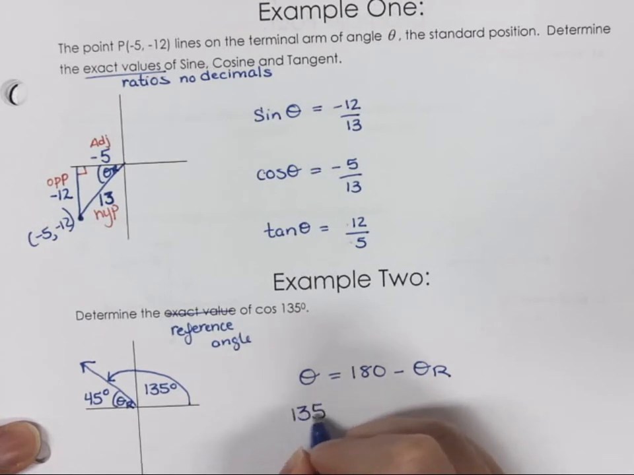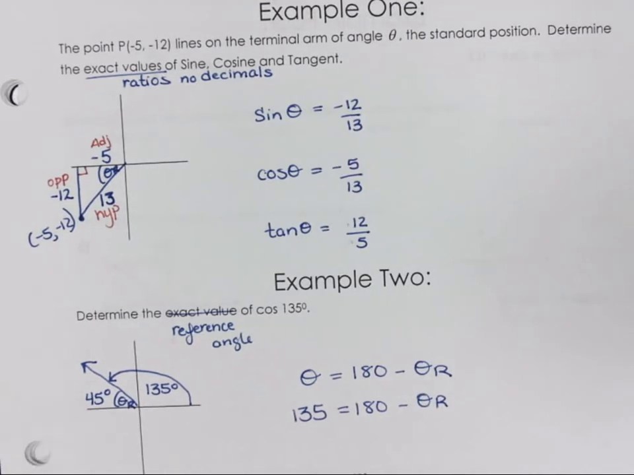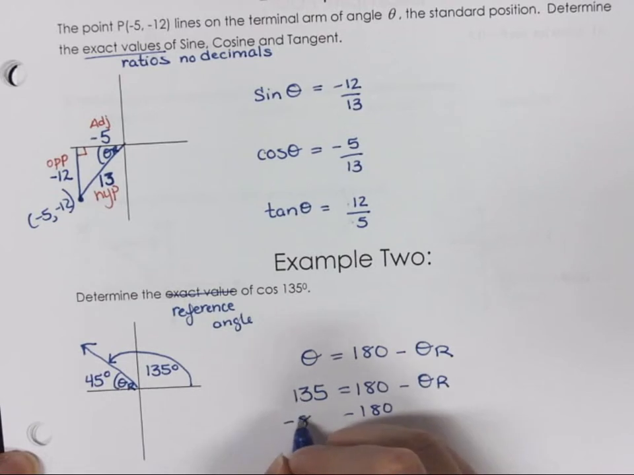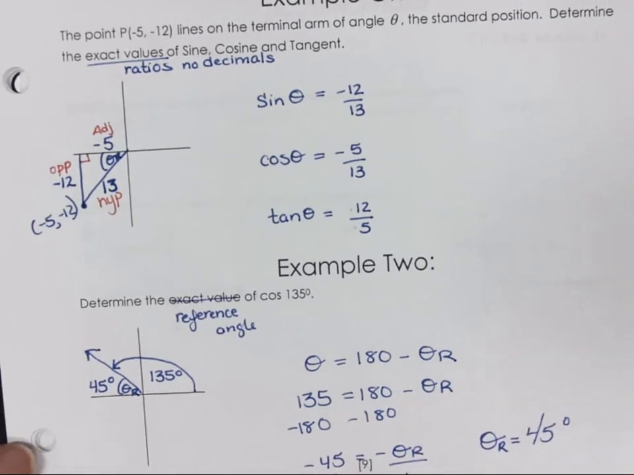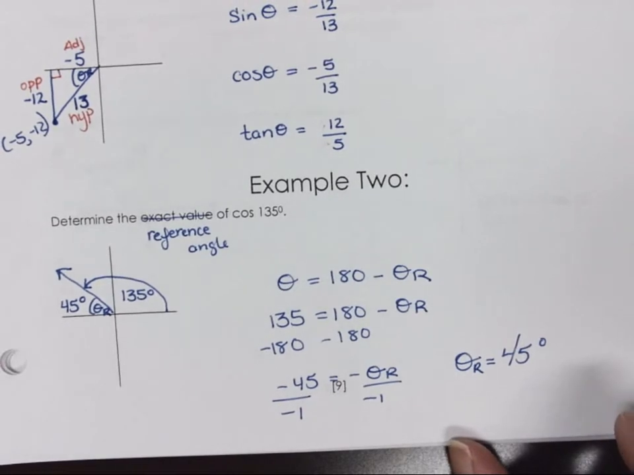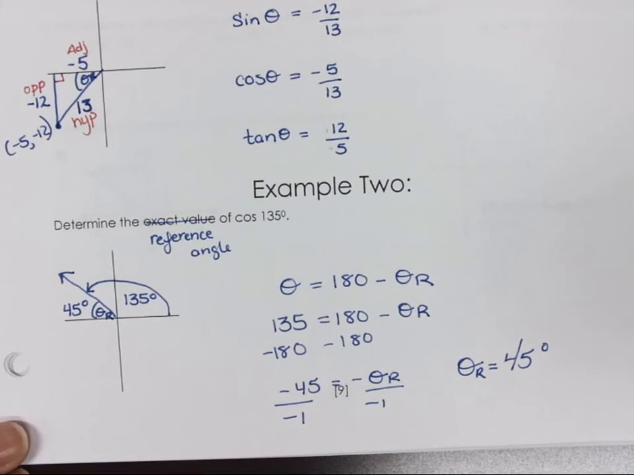135 equals 180 minus theta reference. If I were to solve this algebraically, minus 180 from both sides, I'm left with negative 45 equals negative theta r. Divide by -1, divide by -1. Theta r is 45 degrees. So you can do it algebraically, but you guys intrinsically knew what to do, so just do it. Don't get caught up in the math. Sometimes the formulas are helpful when you don't know what to do, but you knew what to do with the math, so trust your math.